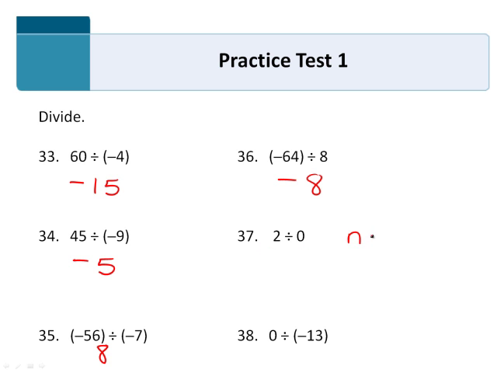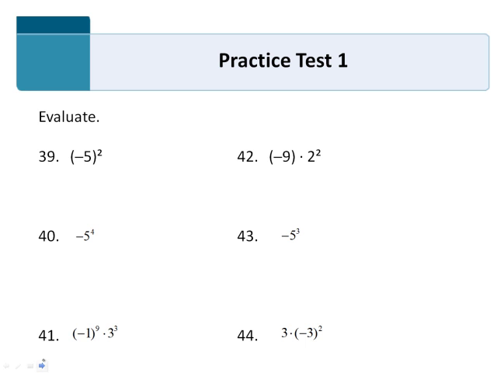37, 2 divided by 0. So that's like a number divided by 0. No, it's telling you can't do it. It's undefined. Okay, 0 divided by negative 13 is just 0 because you can check that. It's like 0 divided by a number. So you get 0.